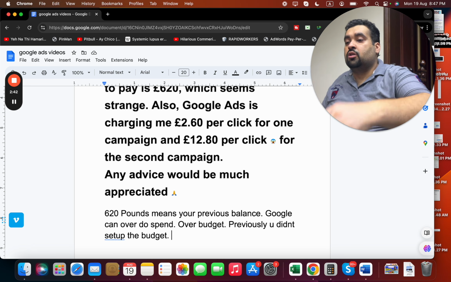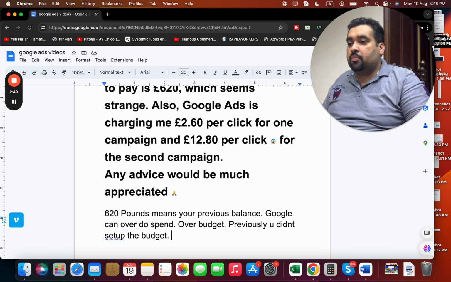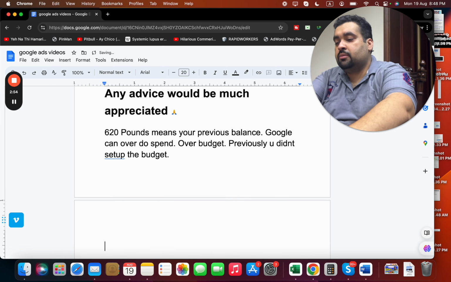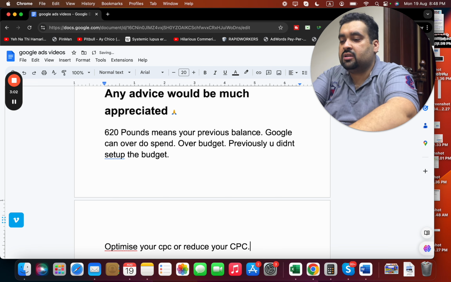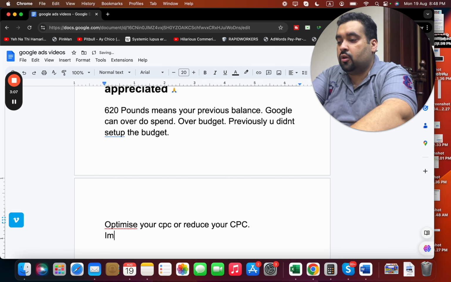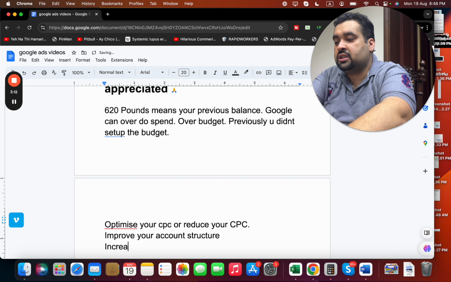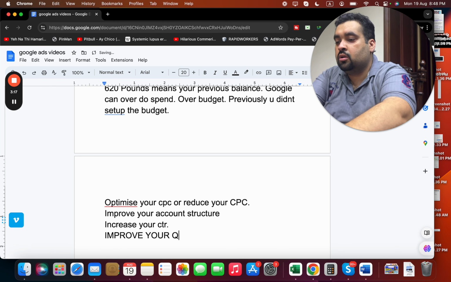Your second question is, Google Ads is charging me £2.60 per click for one campaign and £12.80 per click for the second campaign. Because the two campaigns have different CPCs, you are concerned about optimizing, or reducing, your CPC. I have discussed this in various videos. You need to do a few things: improve your account structure, increase your CTR. The most important thing is to improve your quality score.